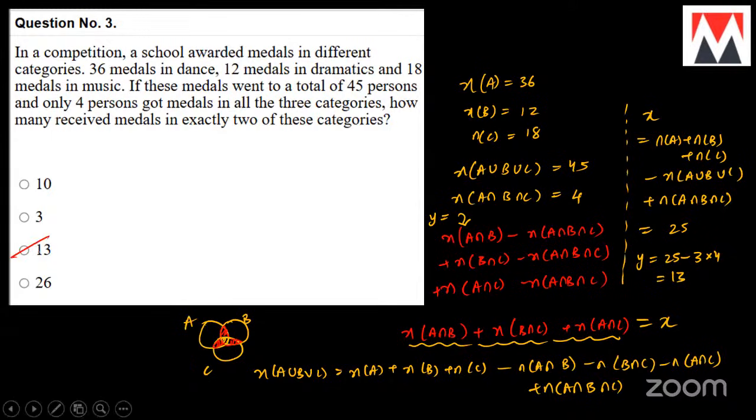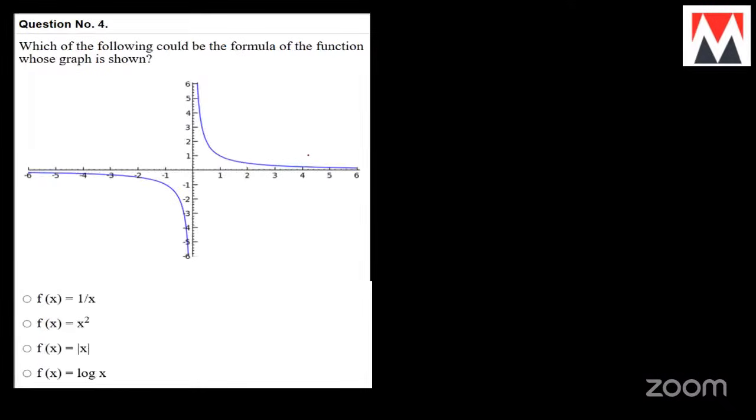Which of the following could be the formula for the graph shown below? So what are these? These are nothing but your rectangular hyperbola. For a rectangular hyperbola, xy is constant. So you can write y is equal to some constant, you can take it as k.